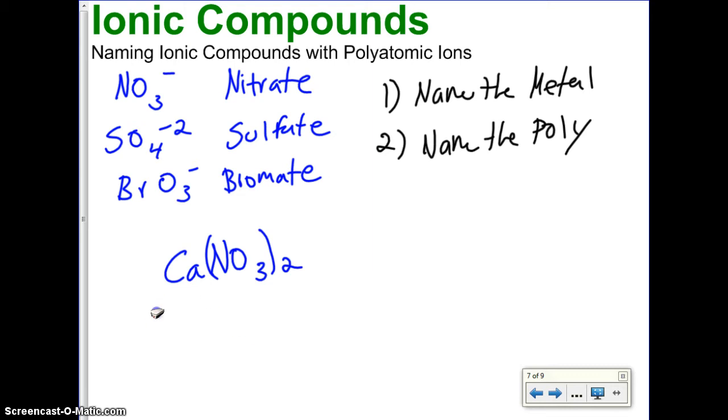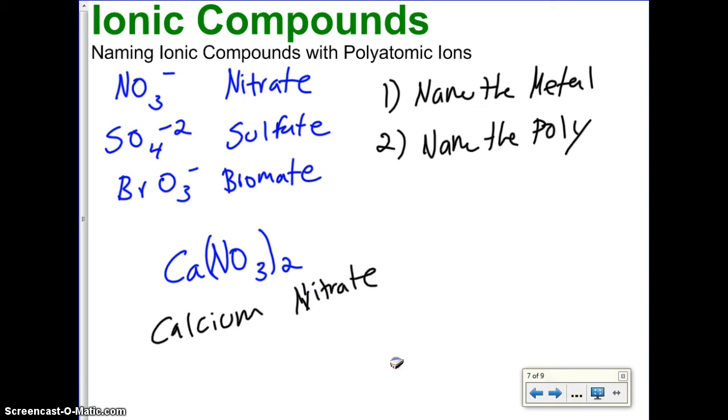We don't change it. So here we have calcium. Calcium is not a transition metal. Remember, it's not in the D block, so we don't need Roman numerals, so we can just leave it as is, no parentheses. NO3 is nitrate. So this is calcium. Whoops. Let's try that again. There we go, calcium nitrate.